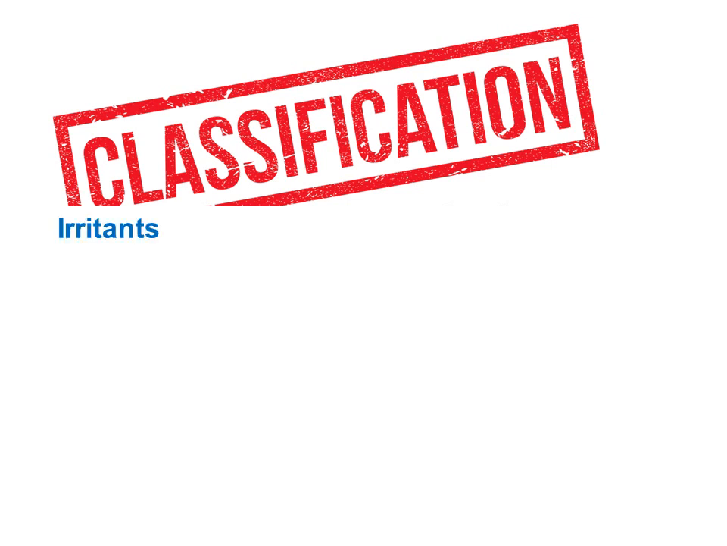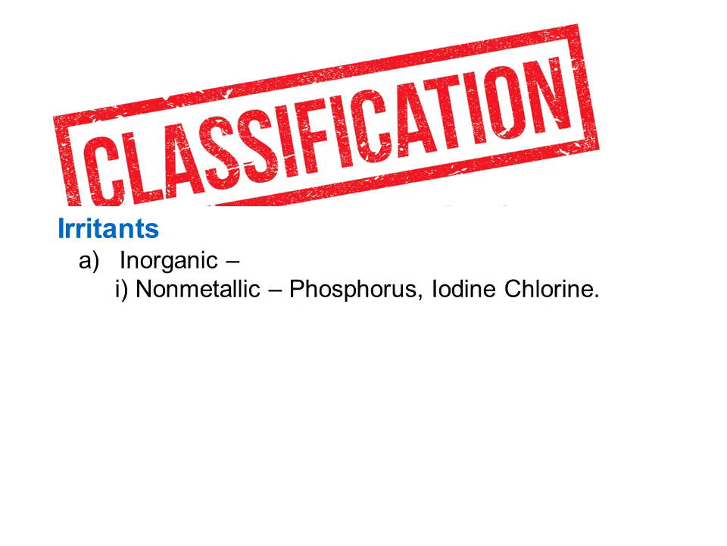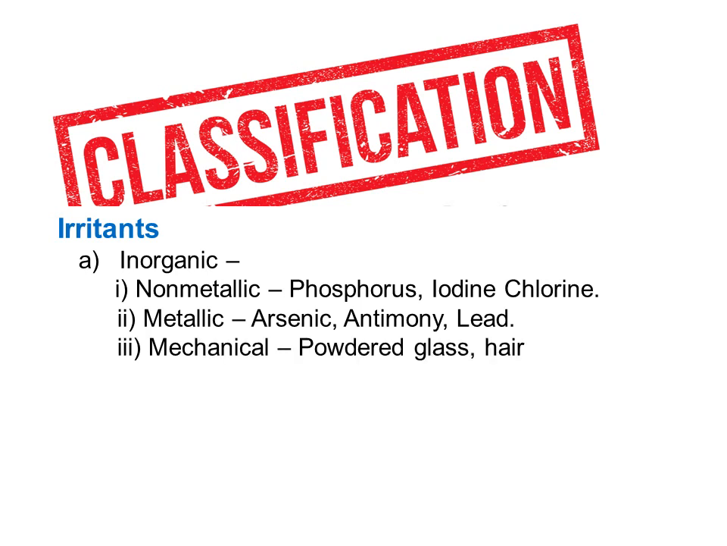The second classification is known as the irritants. It can be inorganic, of which there are non-metallic irritants that include phosphorus, iodine, chlorine, etc. It can be the metallics like arsenic, antimony and lead. It can be mechanical, powdered glass or hair, or even it can be a metallic pin also. All these are classified under poison.